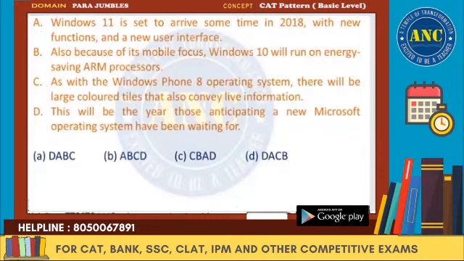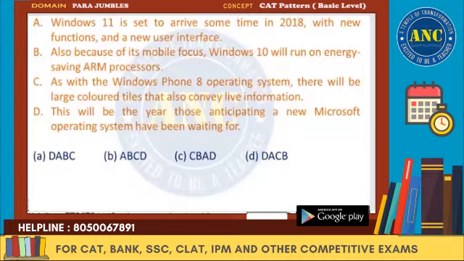But D can only be an introduction. It can be nothing except for an introduction. Whereas A can be an introduction, it can come in as a second sentence as well, because it is talking about Windows 11, it happening in 2018 and with new functions and interface. Right? So A is a possible introduction, whereas D is a compulsory introduction.